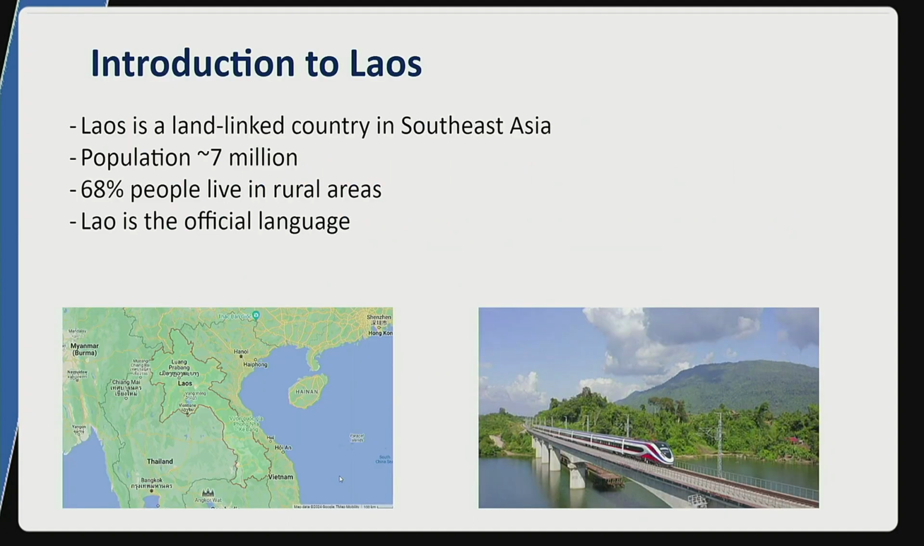Slide, please. So first, I will put Laos in context for those of you who don't know much about the country. Laos is a landlocked country in Southeast Asia, sitting in between China, Vietnam, Thailand, and Myanmar. There are approximately 7 million people, of which 68% live in rural areas and are subsistence farmers. Lao is the official language, but there are many other ethnic languages spoken, and English is rarely spoken outside the capital or tourist areas.